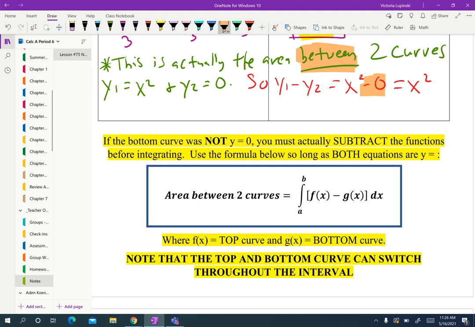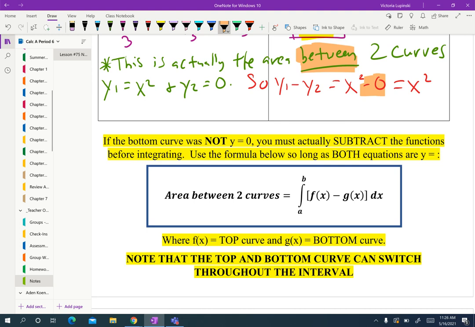But if the bottom curve is not 0, you have to actually subtract before you integrate. Well, how do you know what to subtract? Here's the formula. If you're ever trying to find the area between two curves, you're going to find the integration from a to b of f minus g, where f always has to be the top curve and g always has to be the bottom curve. So generally speaking, you're doing top minus bottom.